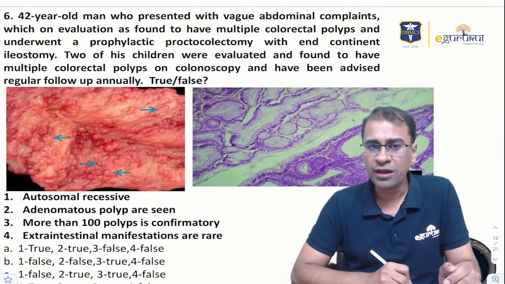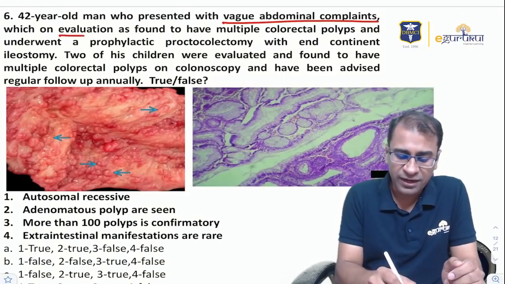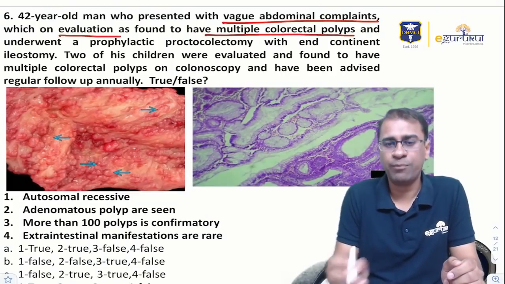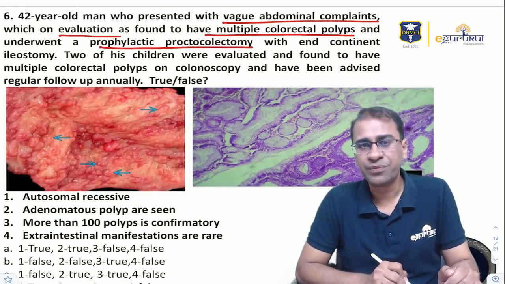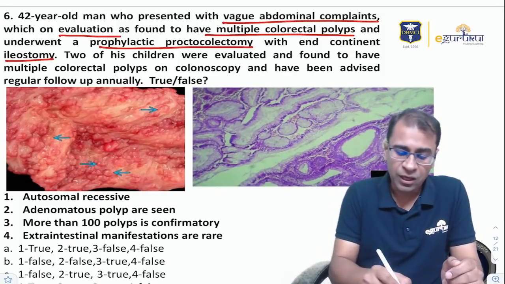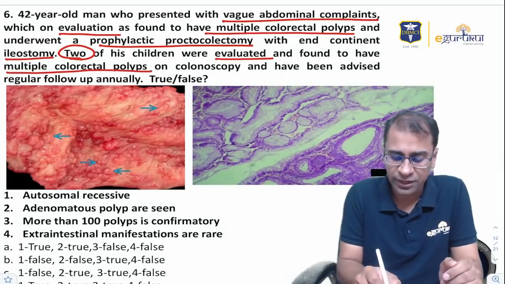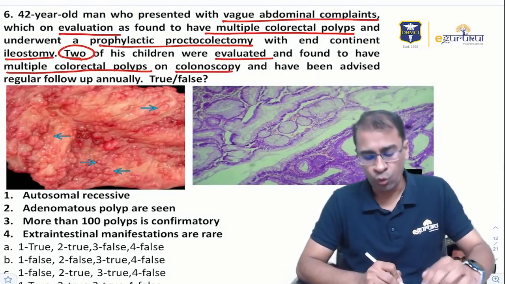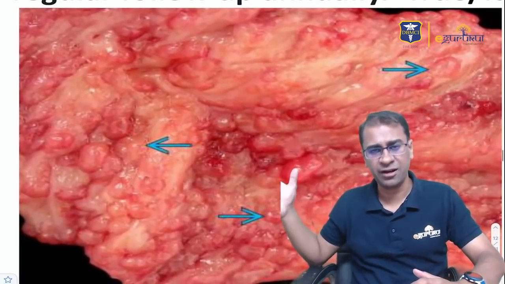A 42-year-old male patient with vague abdominal complaints was found to have multiple colorectal polyps. Prophylactic proctocolectomy was done and an ileostomy was ultimately performed. Two of his children were evaluated and found to have multiple colorectal polyps on colonoscopy. Look at this huge number of polyps, which is obviously more than 100 in number. In the biopsy, these are the normal glands, but look at this area.